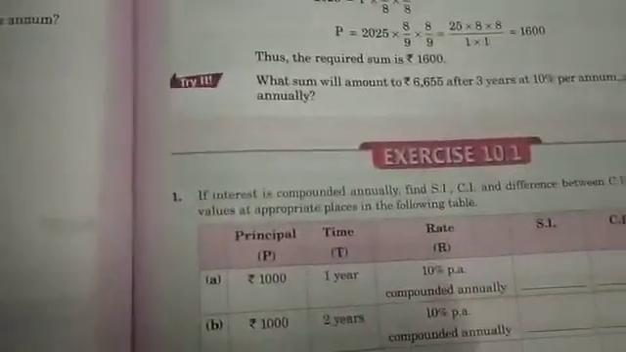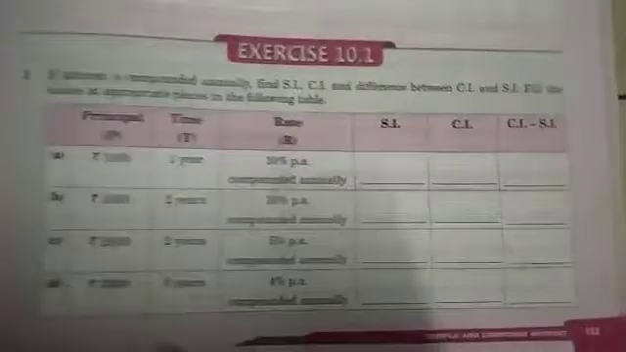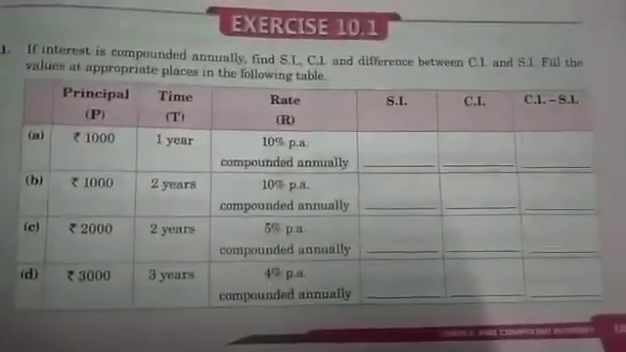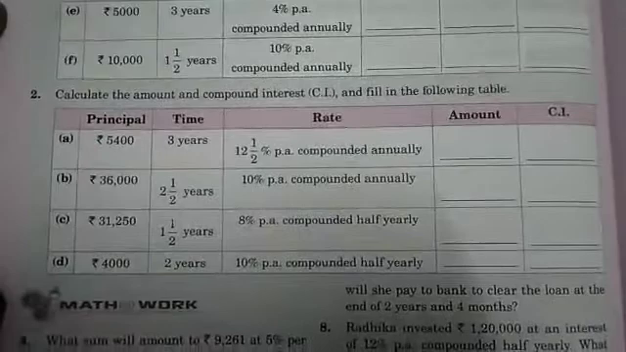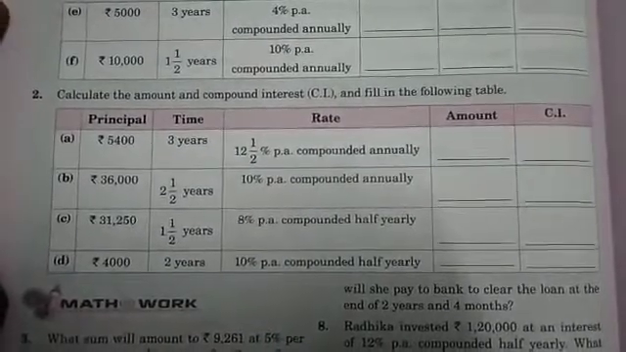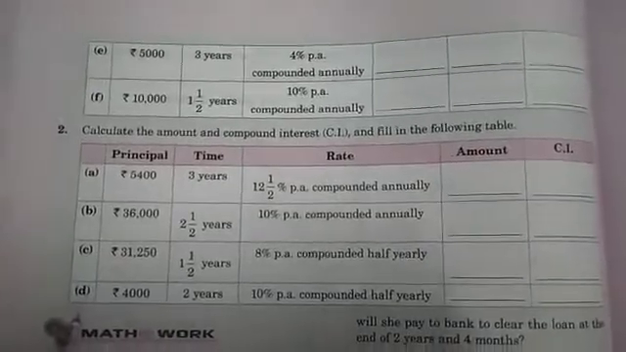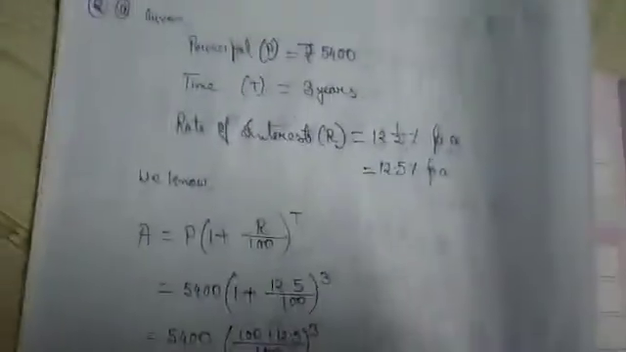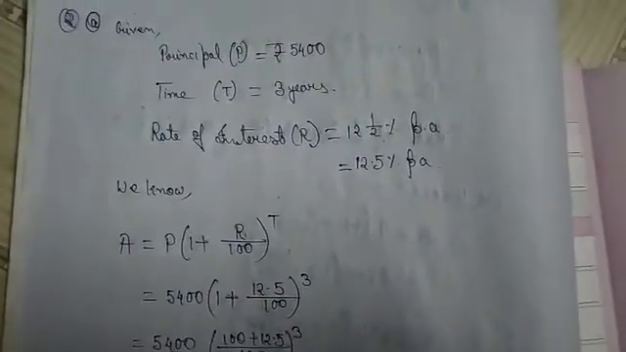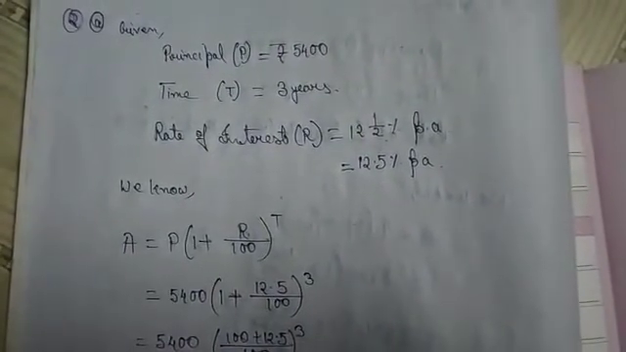Okay, so you will be using the same formulas. Use the same formula, find the difference, and you will get the result. Okay, so question number 2 here: calculate the compound amount and compound interest and fill the following table. So we have to fill the table, and it's basically the same. Well, let's see one. Principal is given, time is given, rate of interest is given.